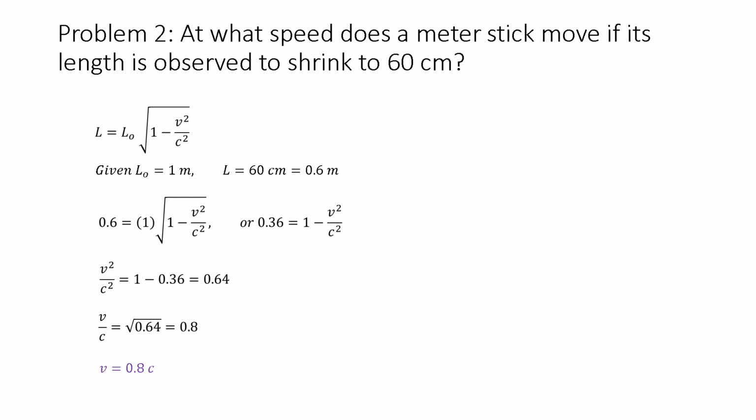We take square on both sides and get 0.36 equals 1 minus v square by c square, or v square by c square equals 1 minus 0.36, that is 0.64. Then we take square root on both sides and we get v by c equals square root of 0.64 or 0.8. Therefore, v equals 0.8 c. So the meter stick is moving at a speed of 0.8 times the speed of light.